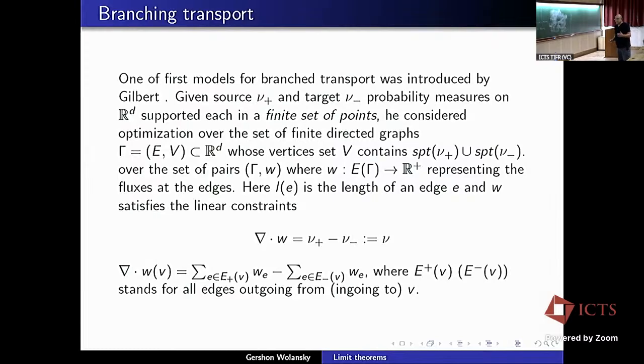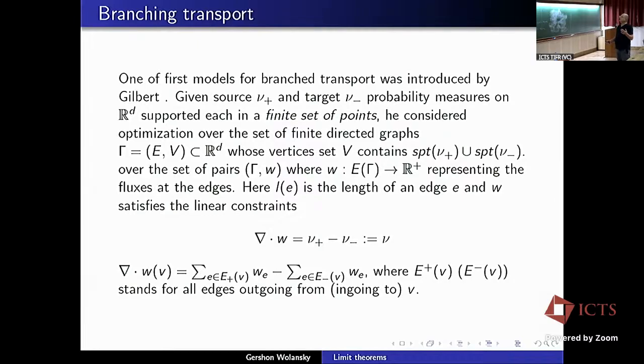So the idea is that we are given some source, so let's say discrete measures which are supported on a finite set of points. A source nu plus and a target nu minus that are supported on a finite set of points, and we consider a graph with vertices V and edges E.